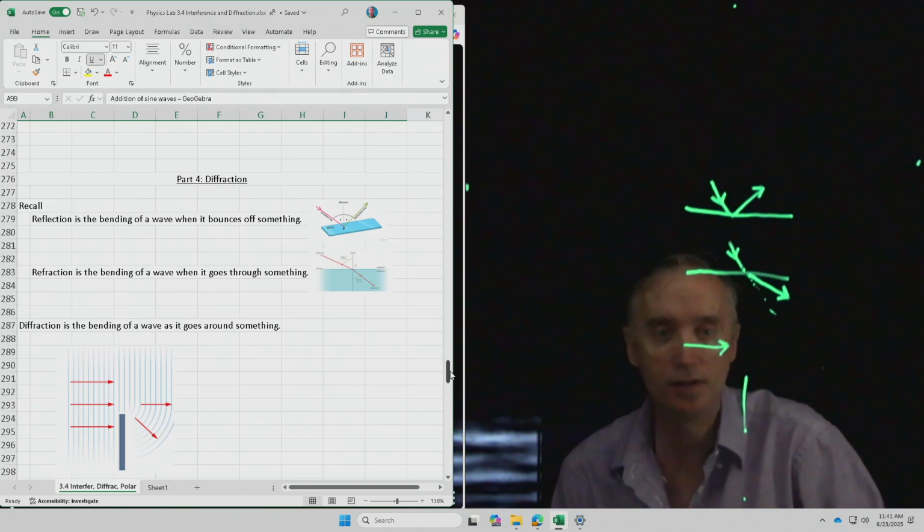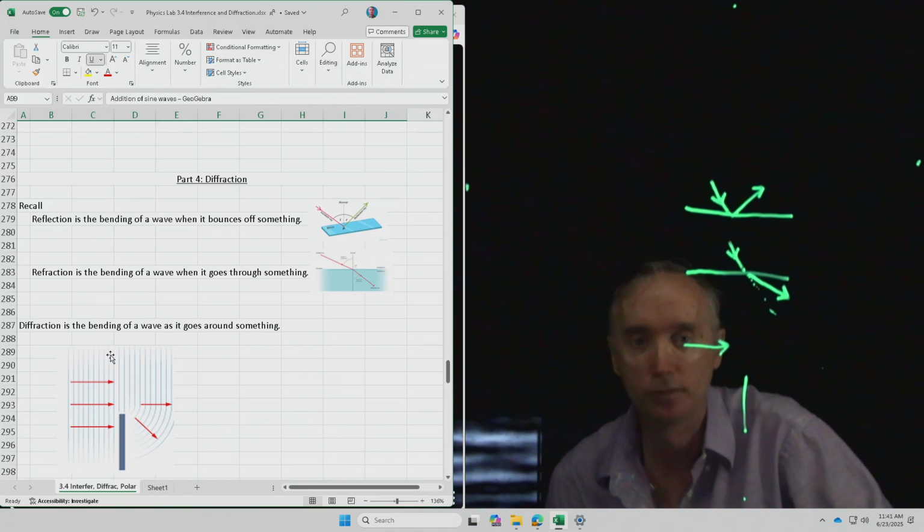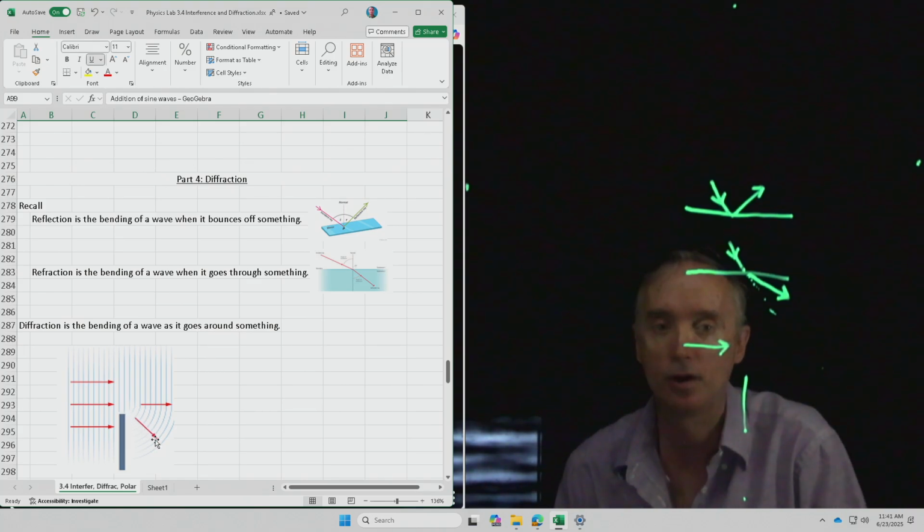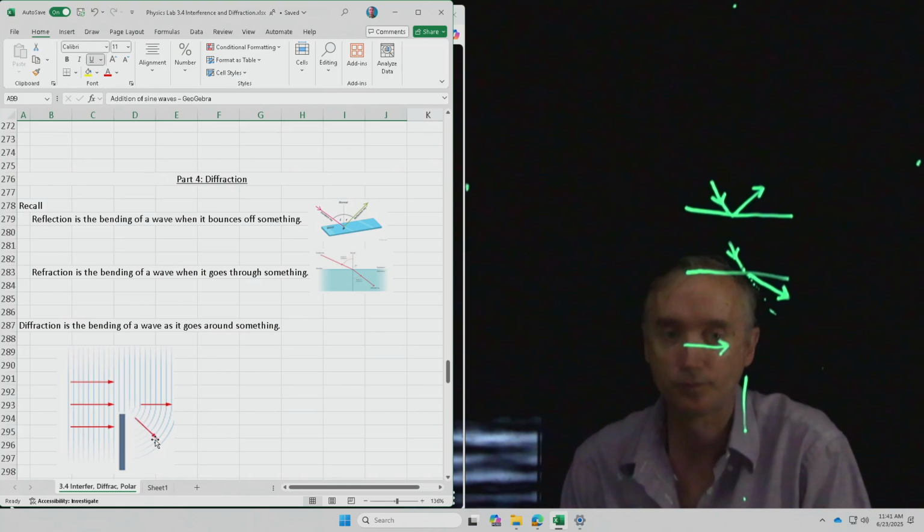Now notice that these waves up here don't notice the barrier, so they just keep on going in a straight line. But these waves down here, when they encounter this edge here, they feel it and then they turn. And so that's going to be called diffraction.